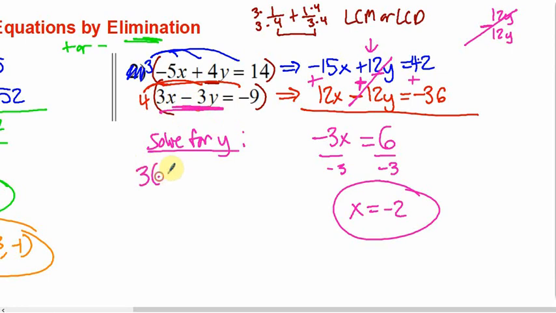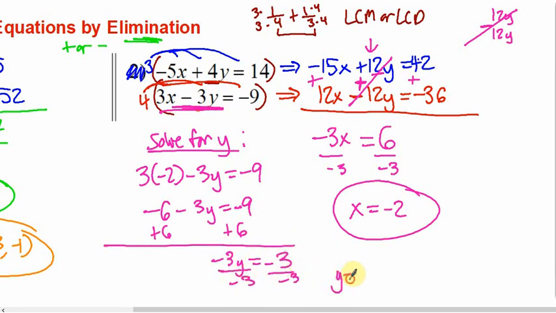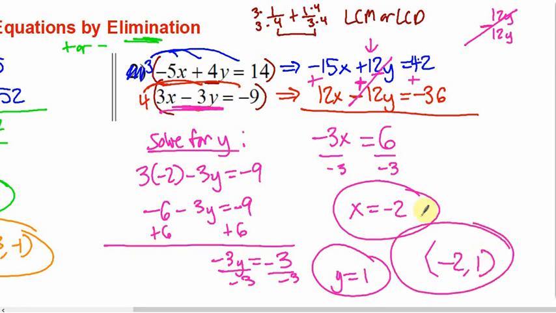So 3 times negative 2 minus 3y equals negative 9. 3 times negative 2 is negative 6. And then we will add 6 to both sides. And we'll get negative 3y equals negative 9 plus 6 is negative 3. So if we divide by negative 3, we would get y equals positive 1. So our final answer is negative 2 comma positive 1.